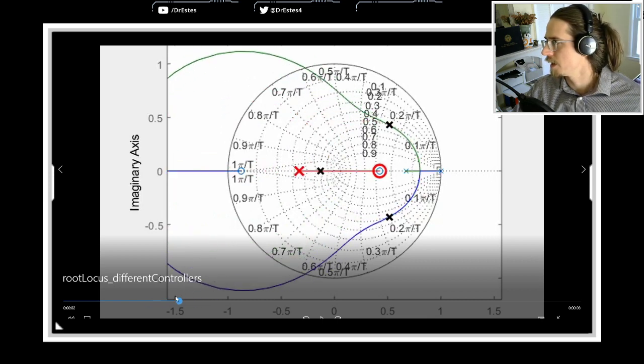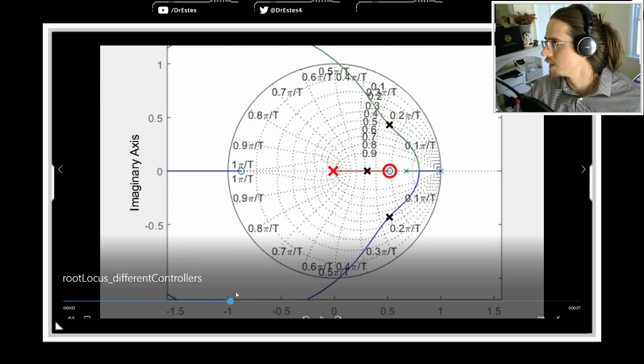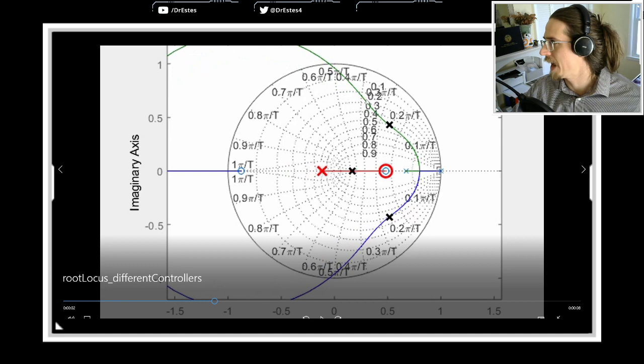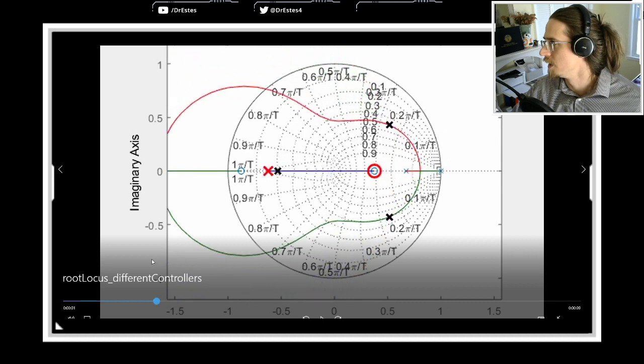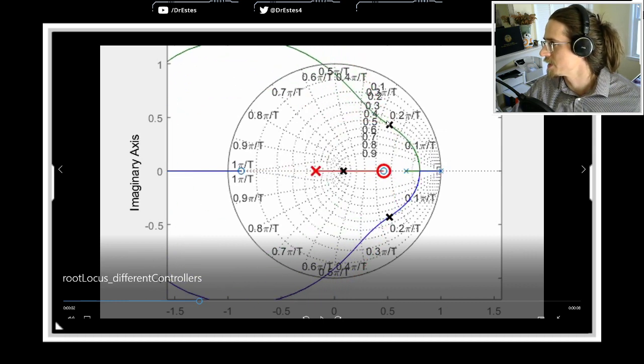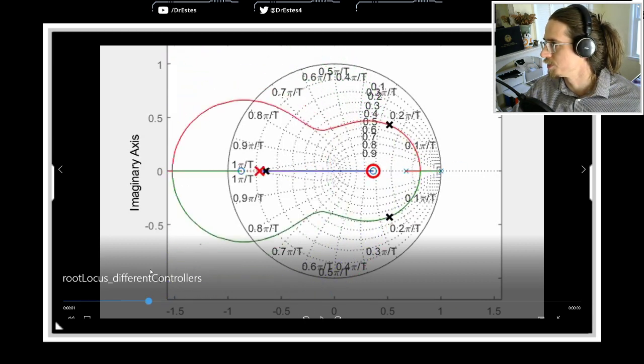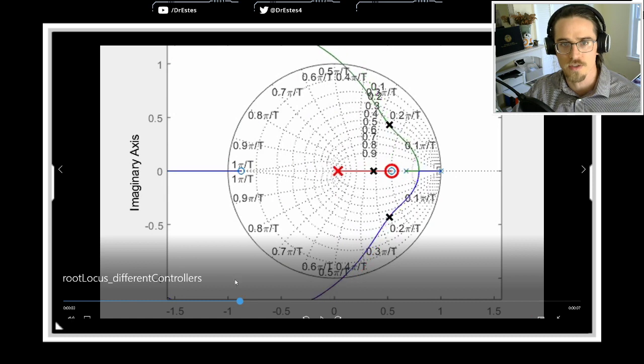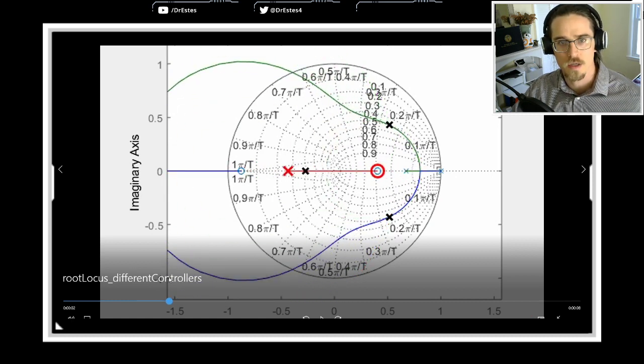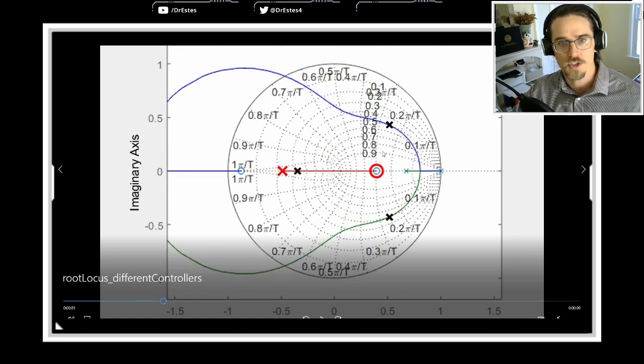So we're going to learn how to create systems where the root locus passes through the point that we want. And you notice there are many, many controllers that have a root locus that still goes through this point. So there's not just one solution. That's kind of the beautiful thing about controls engineering. You can make many different systems that achieve your goals.